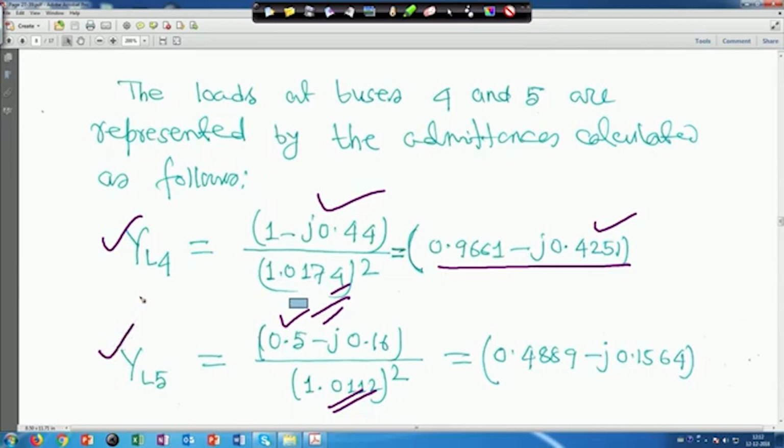Now, you have to compute the Y bus matrix for pre-fault, fault and post-fault conditions.